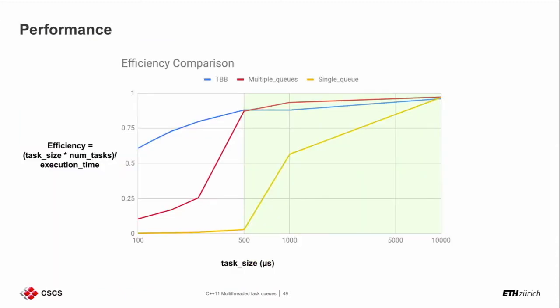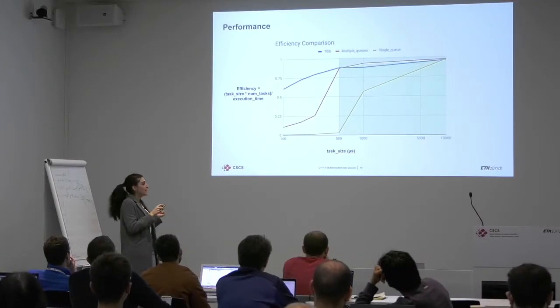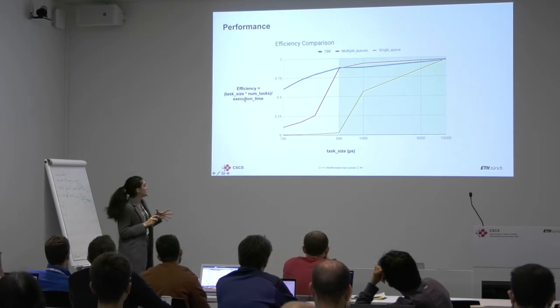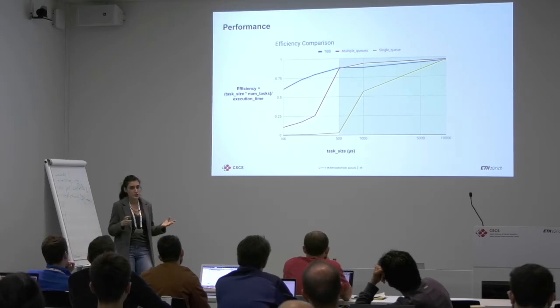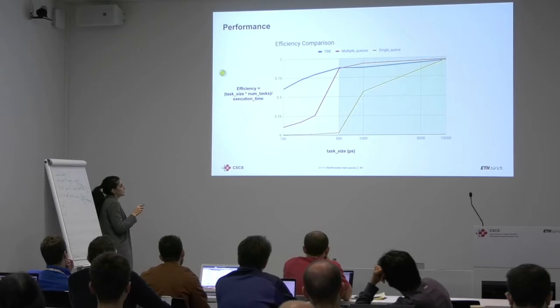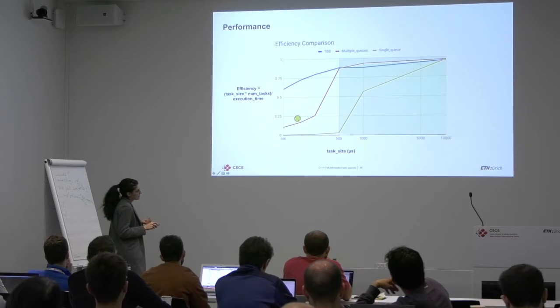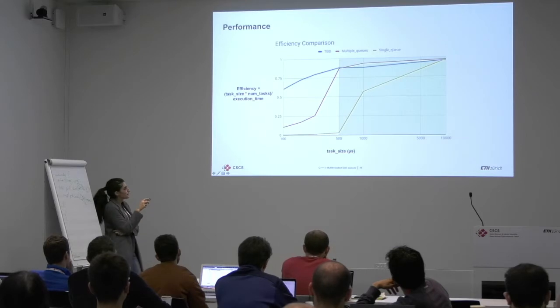Okay. All right, so that's basically what we have in our library. And this is the performance, okay? So on the vertical axis, I have the efficiency. And the efficiency is basically the ratio of time spent doing useful things over execution time. So we want this to be as close to 1 as possible, right? Because we don't want to be wasting time doing anything that's not really useful. And on the horizontal axis, I've got the task size per task, and it's in microseconds.